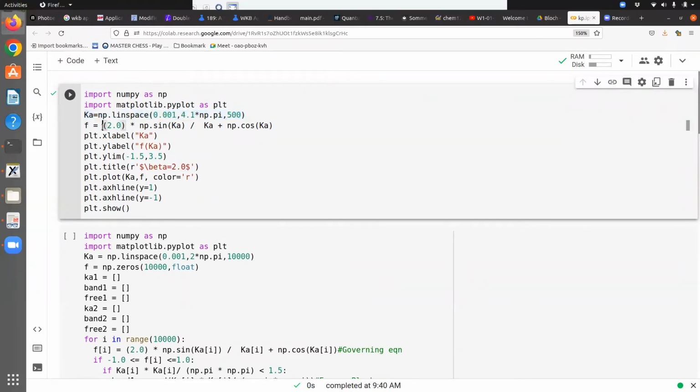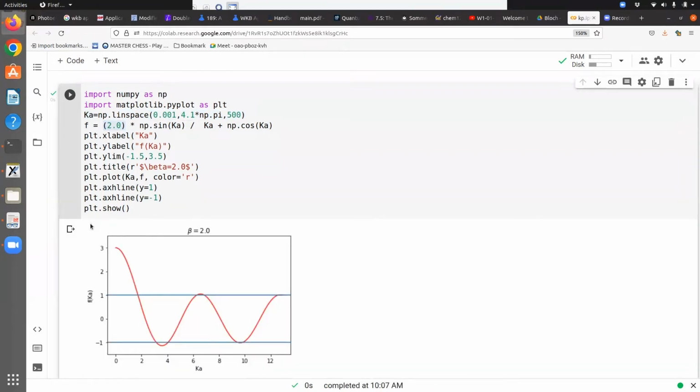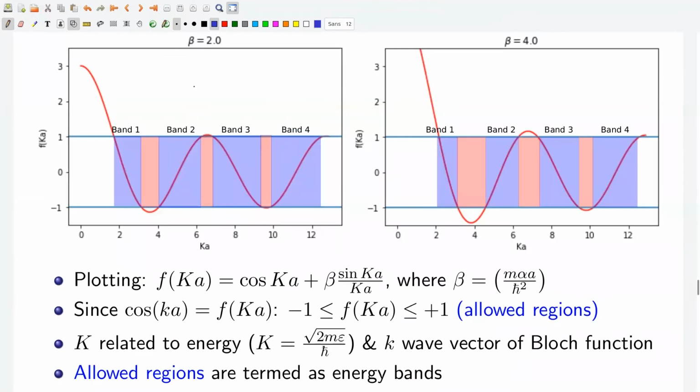First we run the code for beta equal to 2. Now let us run the code for another value of beta, and let's take beta equal to 4. This is the plot of f of Ka for beta equal to 2, and this is the plot of f of Ka for beta equal to 4.